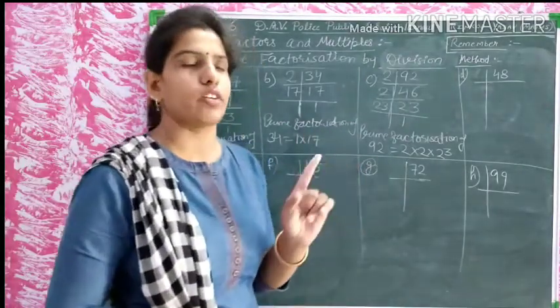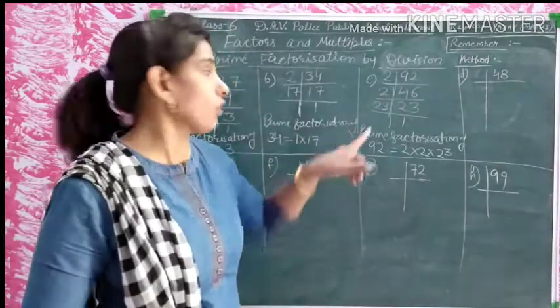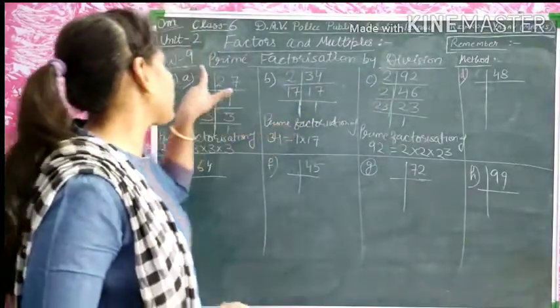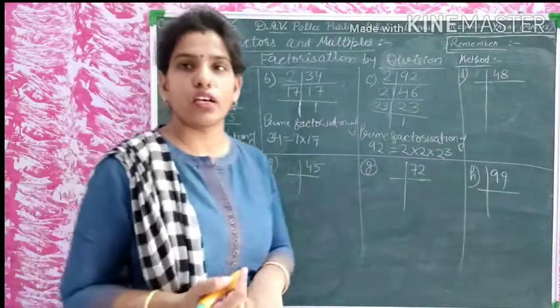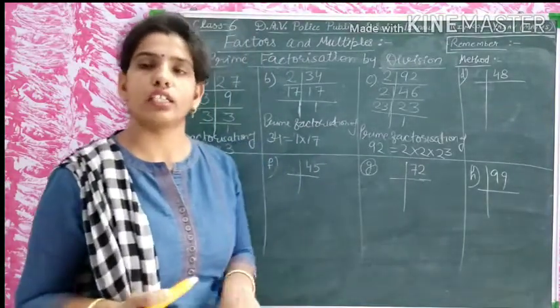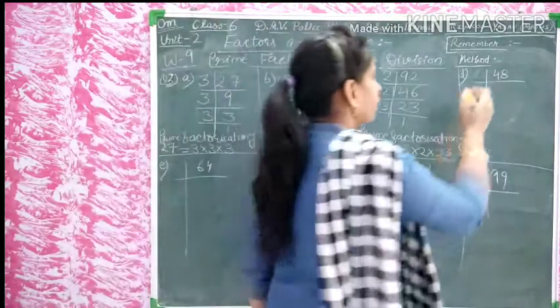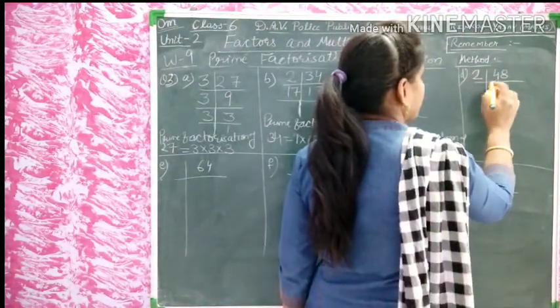First divide by a prime factor. Only these are the prime factors. We have to divide only by the prime factors: 2, 3, 5, 7, 11, 13, 17 like this. Okay. Now it is divided by 2. 2 1s are 2, 2 2s are 4.